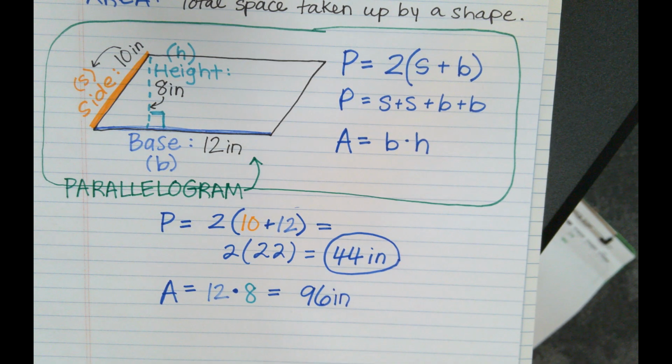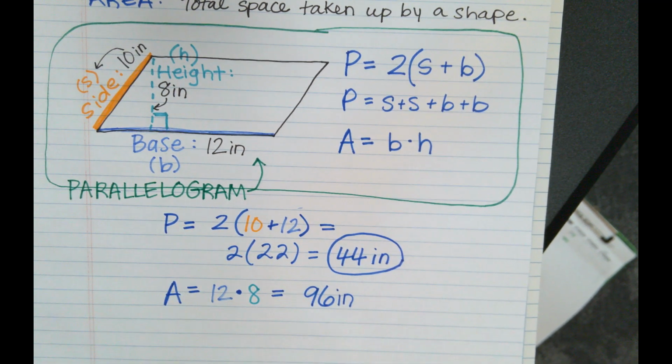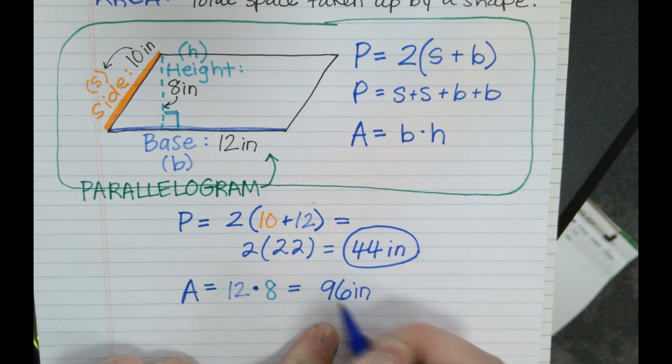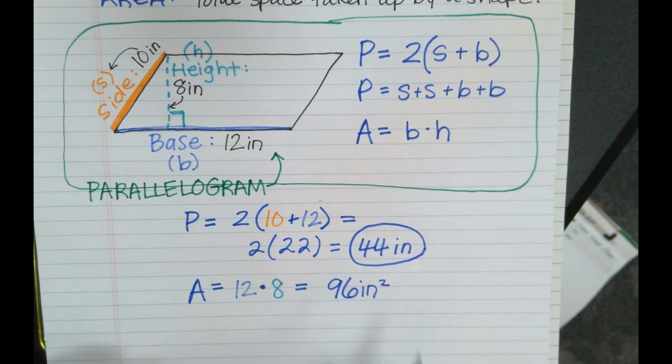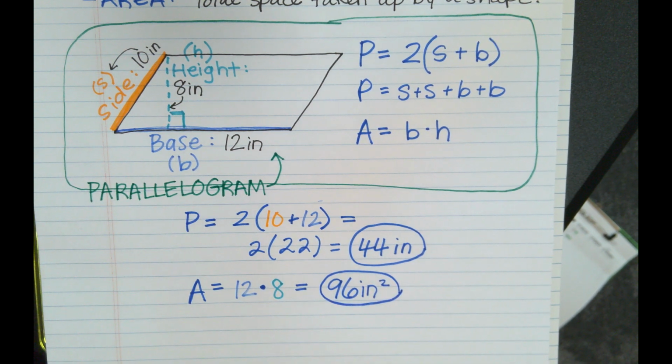Does anybody know what you do when you're finding area to the units? Squared, yes. So you're actually not changing the number, but since we're not looking at a length anymore, we're looking at area, we're looking at squared inches. We want to say 96 inches squared. That's how we would label area. That's the only big difference there. And that's it. That's the lesson today, guys.